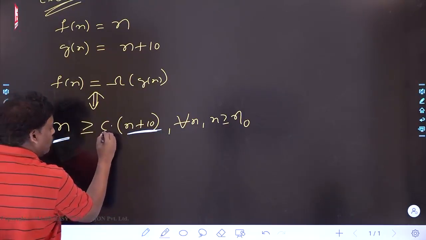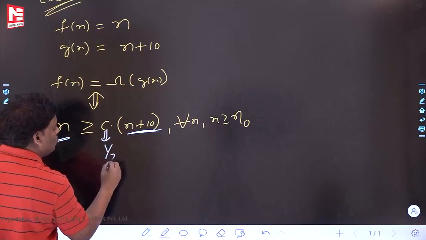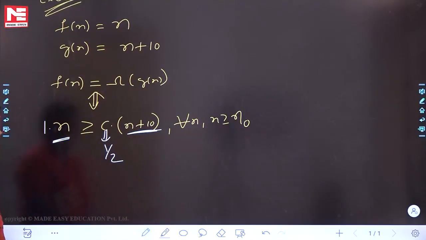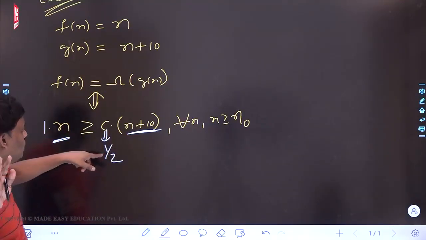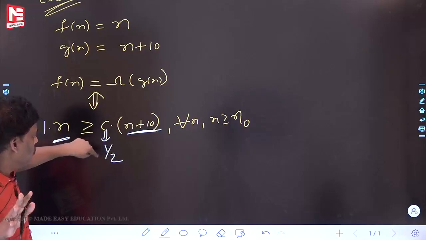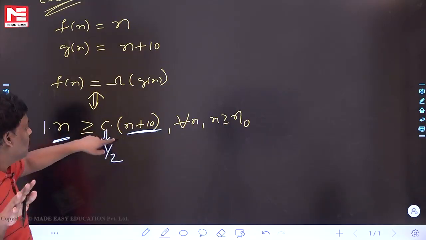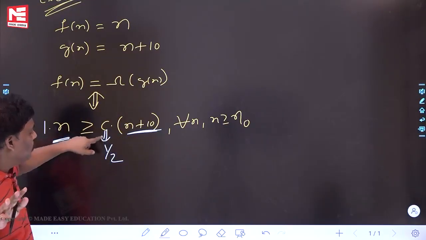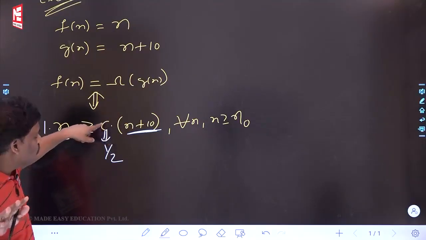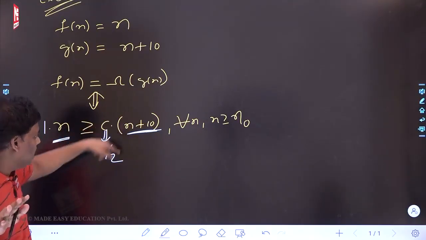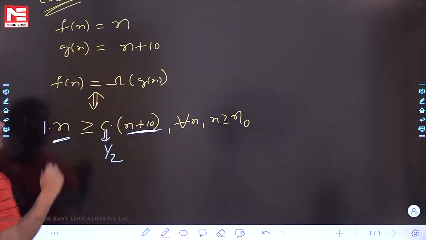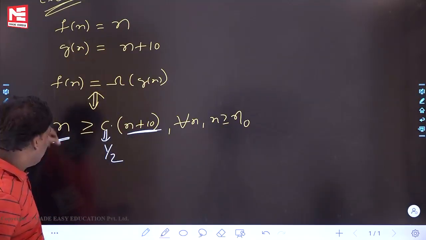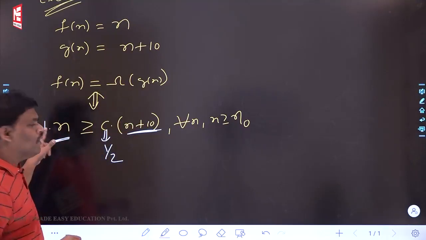Some people are asking, sir, how? Nothing there. C is equal to 1 by 2, you write. Some people are asking, sir, how will you take C as 1 by 2? If you take C as 1 by 2, it will become n by 2: C into n plus 10, 1 by 2 into n, n by 2. This is full n, this is half n, definitely left is bigger.